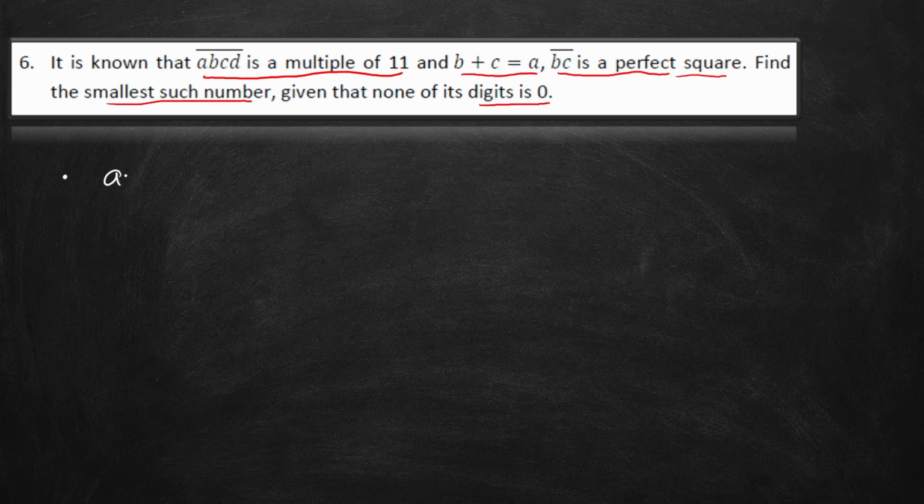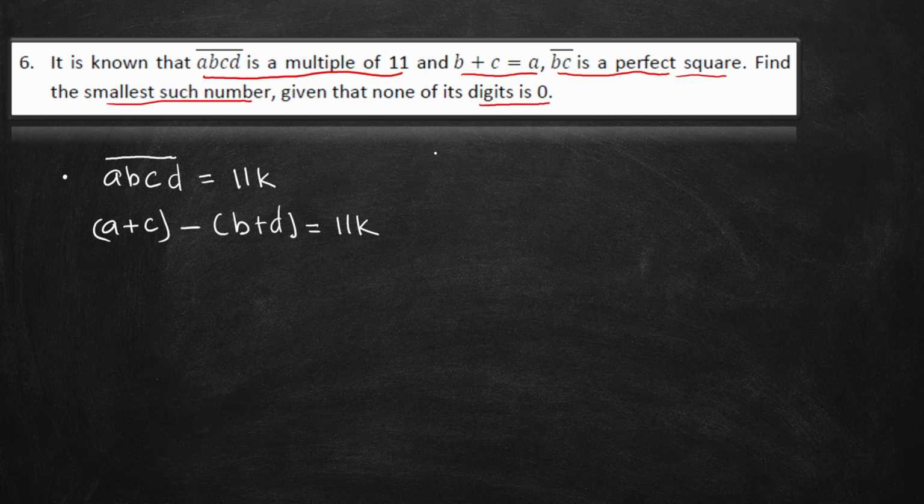So here we have A, B, C, D with a line on top. It means that ABCD is a 4-digit number, and not A times B times C times D. It is a multiple of 11, so I will write it as 11K. I will use the property of multiples of 11, which is that A plus C minus (B plus D) is always a multiple of 11. If you want to know more about the properties of multiples of 11 or other numbers, I will put the link below so you can check it.